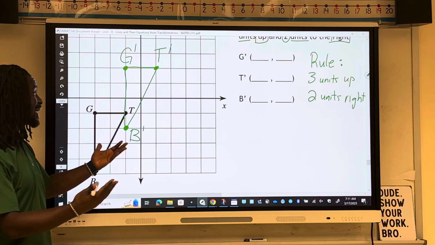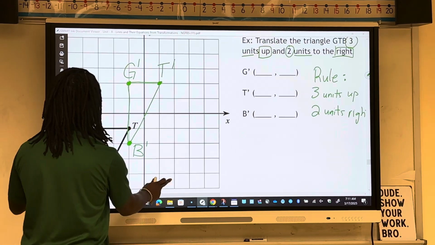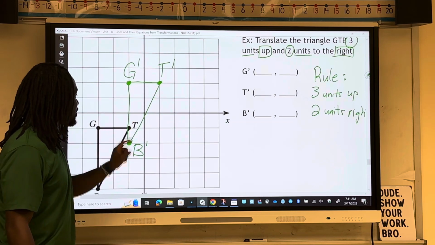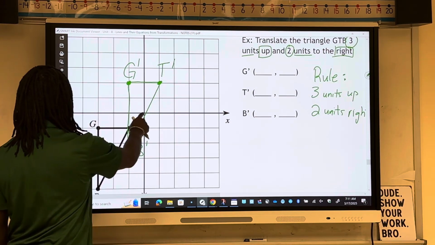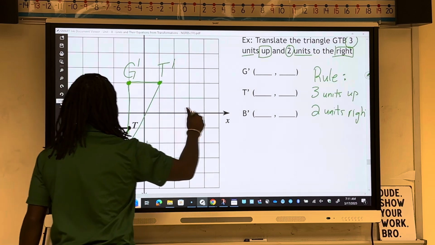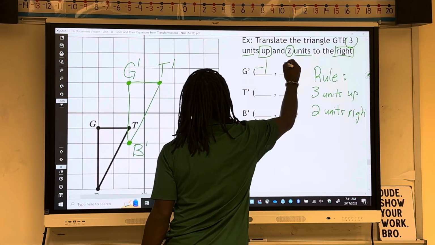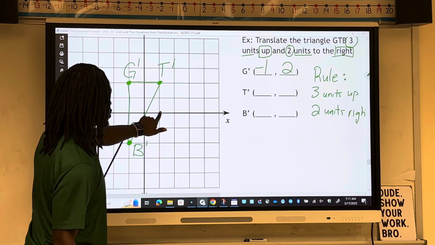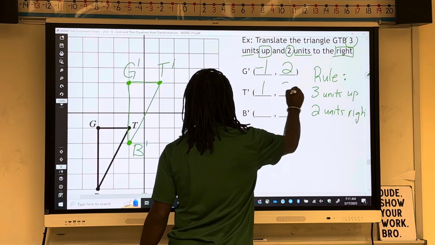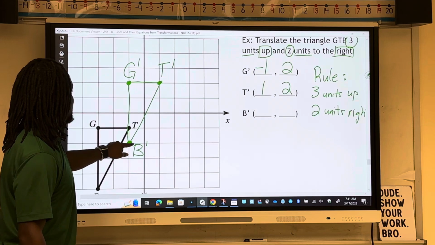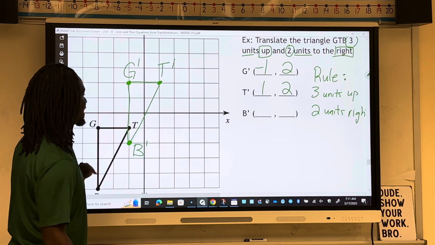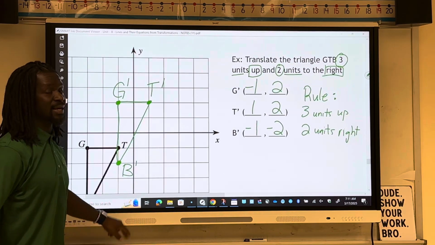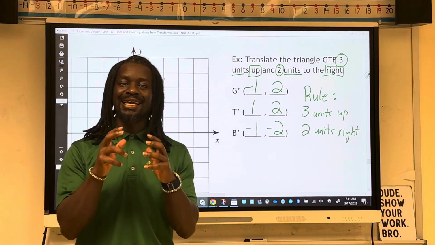And then from there, all I have to do is figure out the coordinates for each of the points. To do so, I start at the origin. For G, I'm going to go back 1, up 2. So it's -1, 2 for G. Then for T, I'm starting at the origin, going over 1, up 2. And then for B, I'm going back 1, down 2. So -1, -2. And there you have it, friends. Every question is as simple as that.